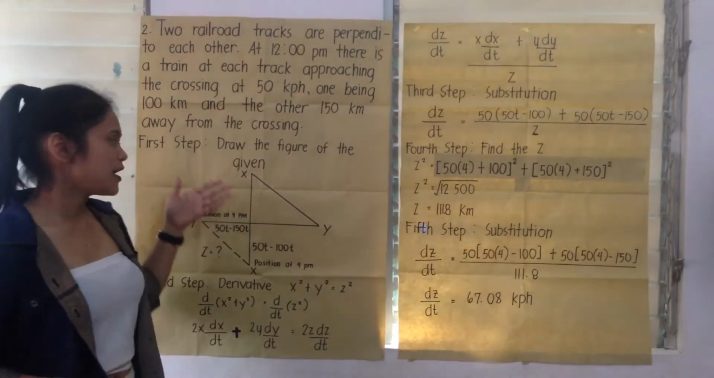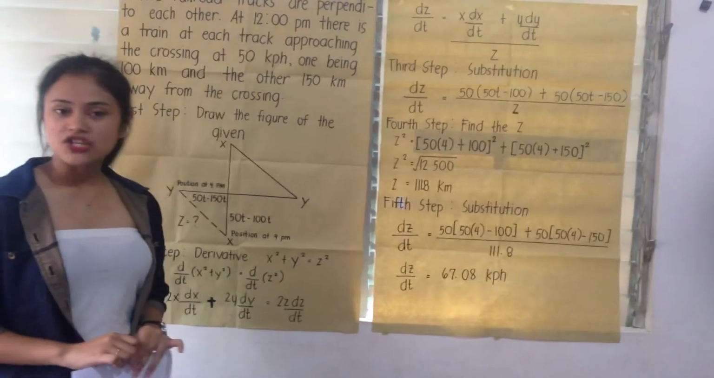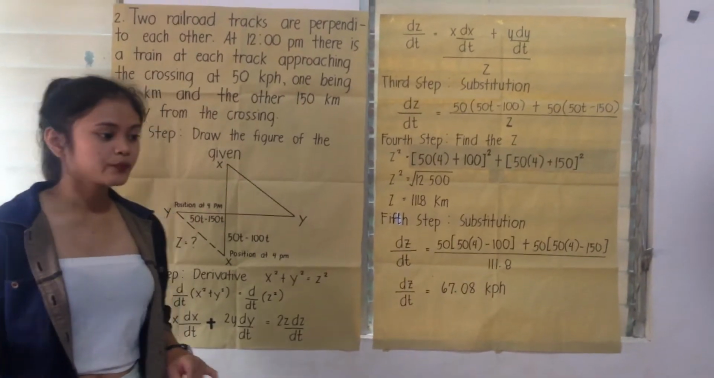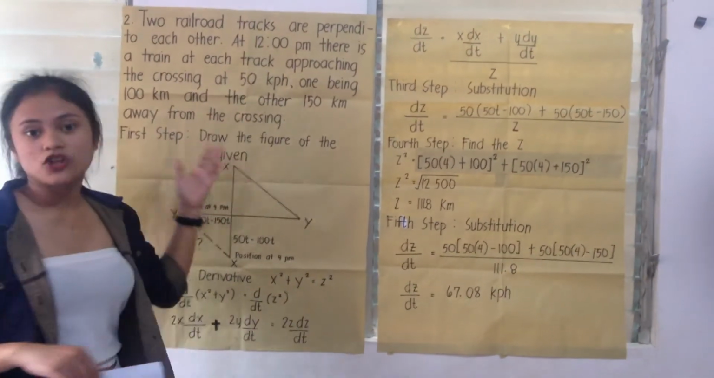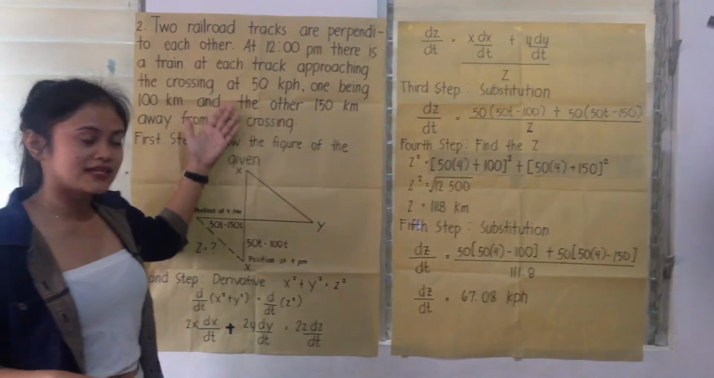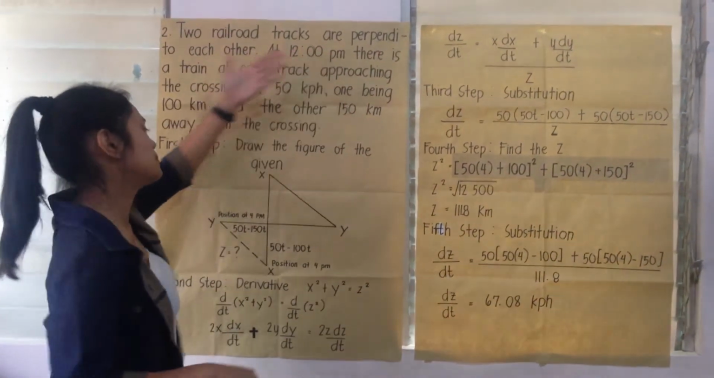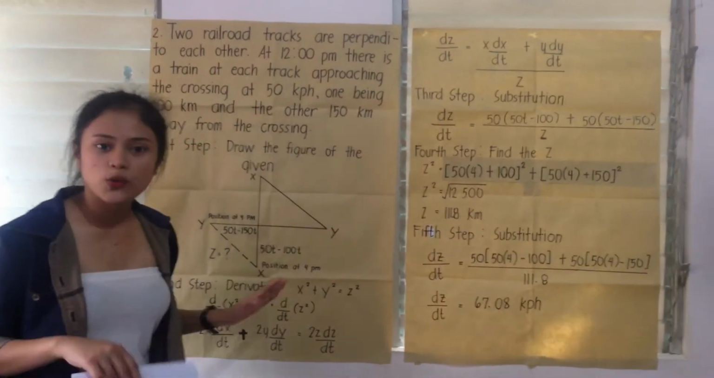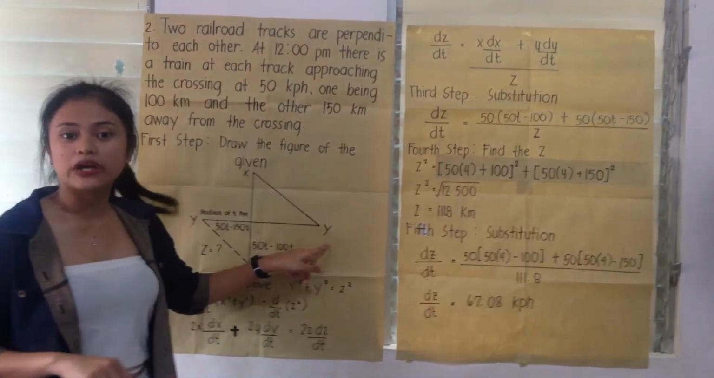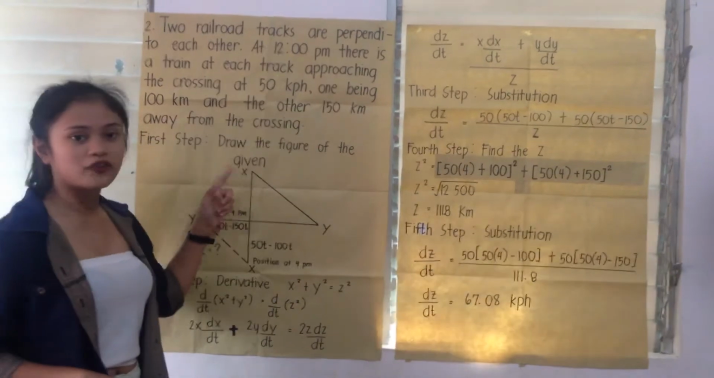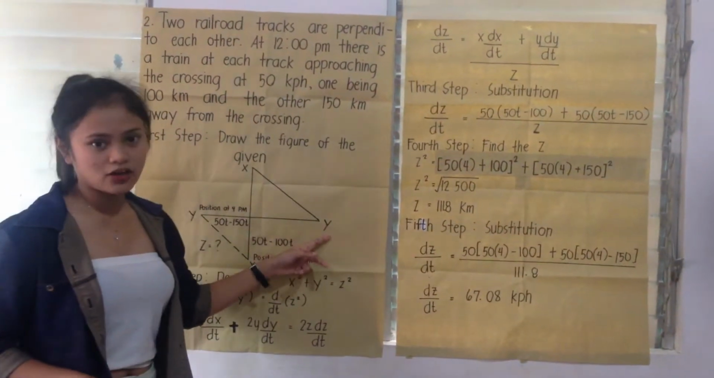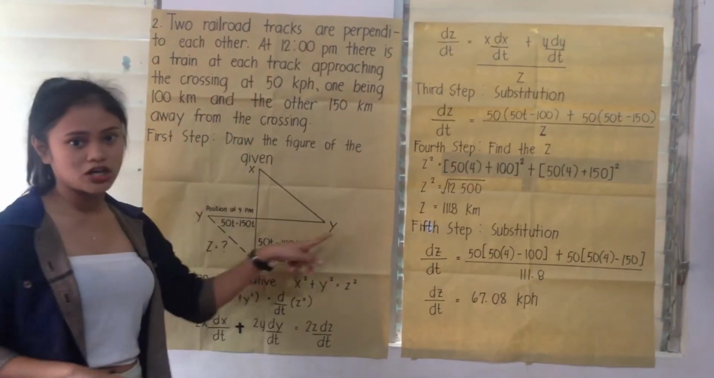So the first step here is to draw the figure. Just like the first problem, in order for us to draw the figure, we must first analyze and identify what are the given. So here, two railroad tracks are perpendicular to each other. So we assume that this is the two railroad tracks, in which this is the first railroad and this is the second railroad, being perpendicular to each other.